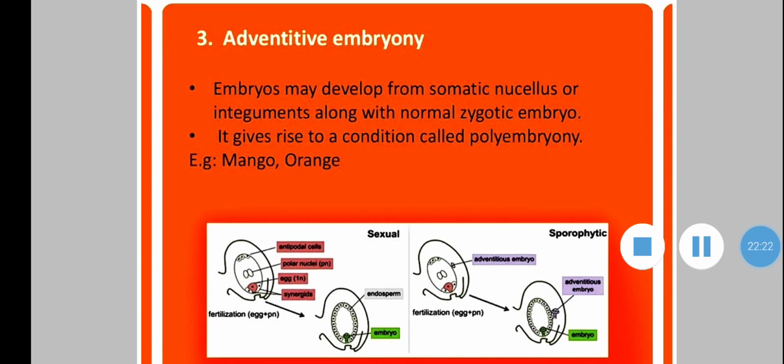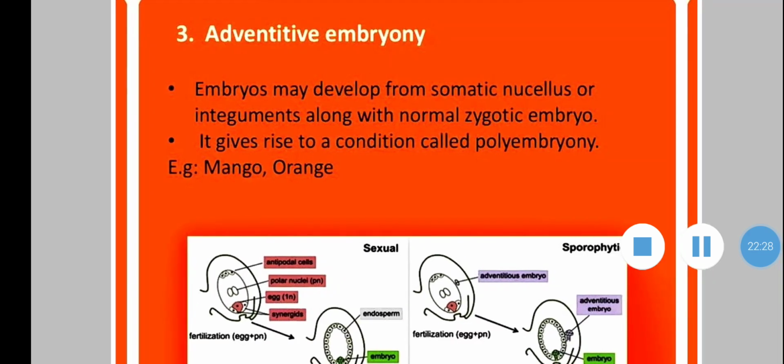The next is adventive embryony. Embryos may develop from somatic nucellus or integuments along with the normal zygotic embryo. It gives rise to a condition called polyembryony. For example, mango, orange, etc.